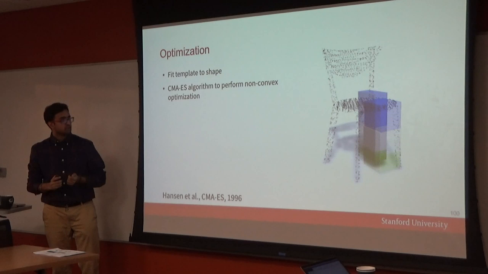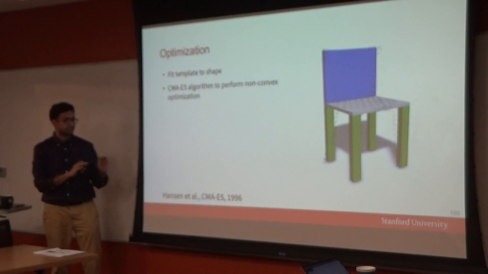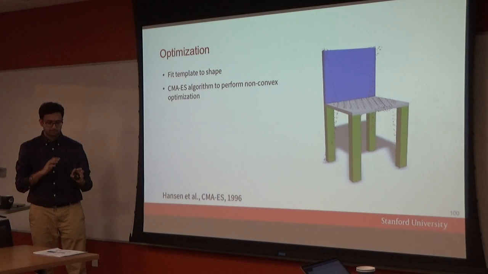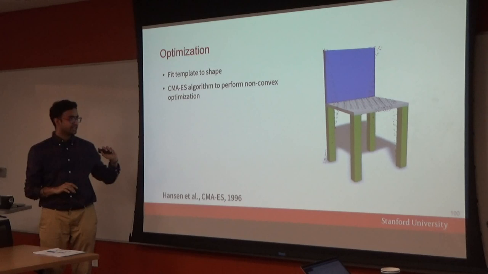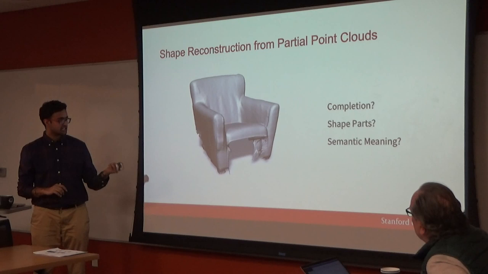Here, this is a very highly non-convex optimization, the details of which we shall not get into over the course of this talk. But for this, we use the CMAES algorithm. This algorithm smartly samples the solution space and obtains parameters for which we can fit to the complete shape nicely. Well, this is for the complete shape, but we still haven't answered our question. How do we complete a partial shape? How do we transfer structure to the partial shape or obtain semantic meaning for this partial shape?